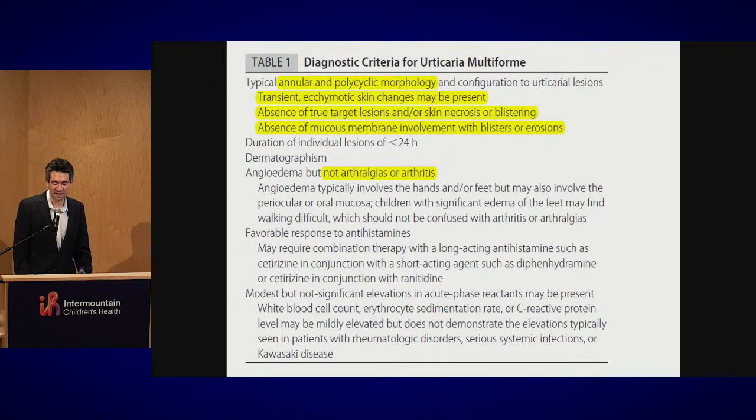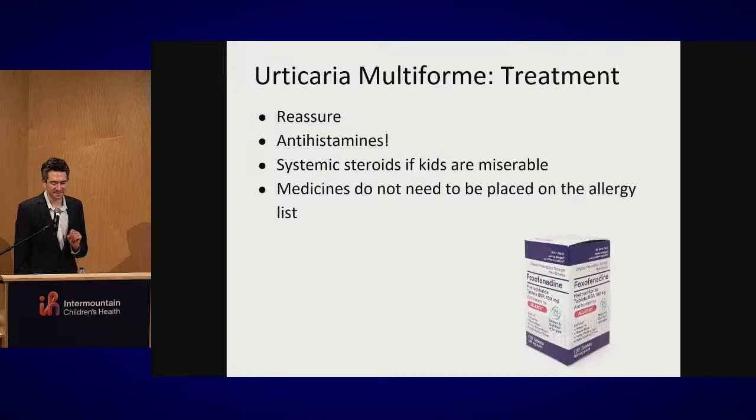These authors propose some diagnostic criteria. I'm not going to hit them all, but I highlighted the ones that I thought were the most useful. So this annular and polycyclic appearance, these ecchymotic skin changes are highly characteristic. They don't have true targets. They don't have necrosis or blistering. They don't feel great because they're not feeling like walking around and they had a viral illness, but they're not like sick like TEN patients are. And they don't have mucosal involvement. So no true arthralgias or arthritis is important.